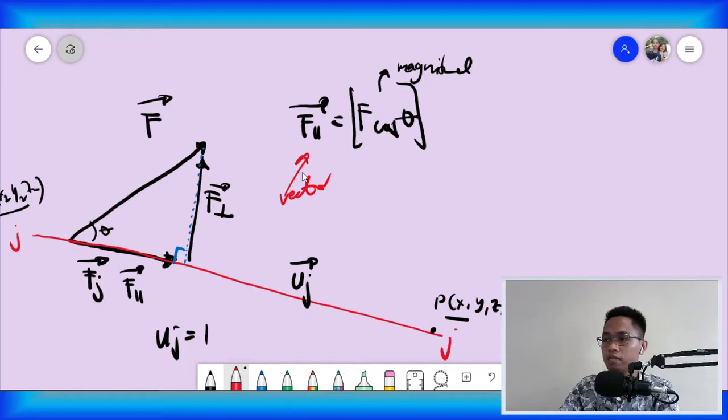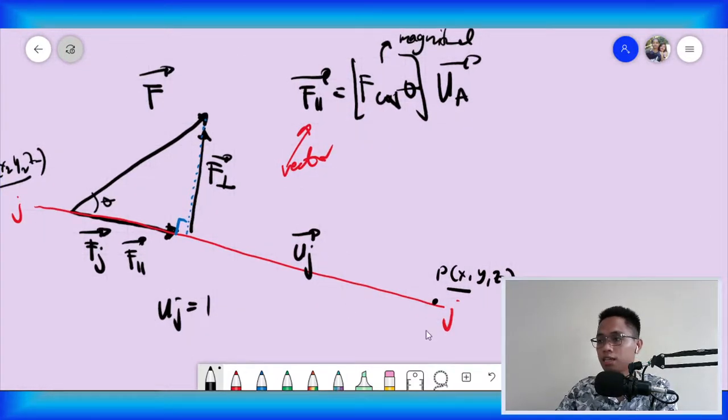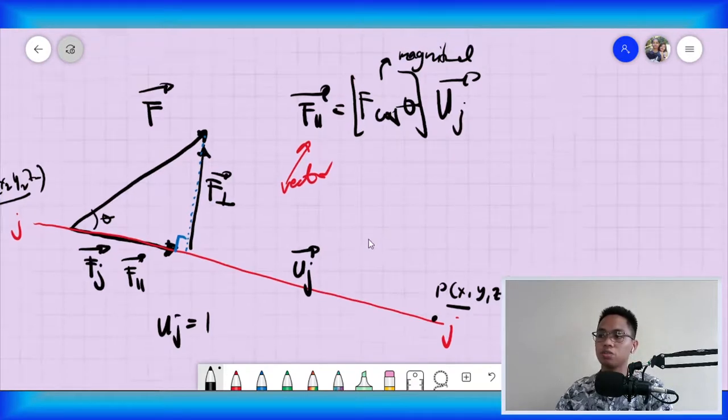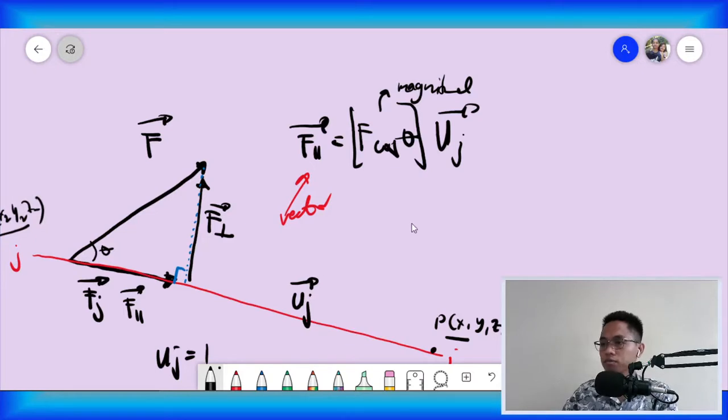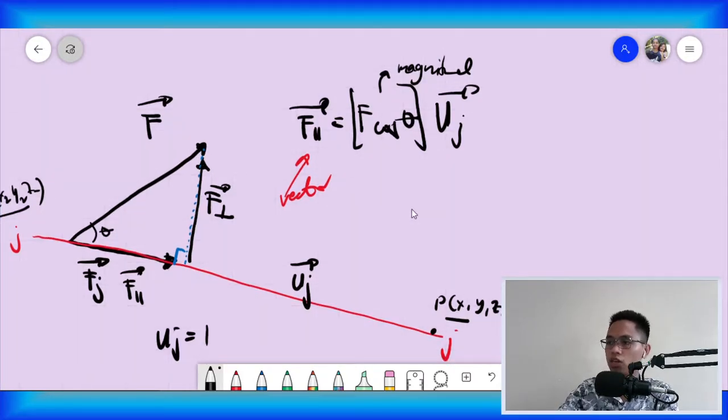But again, what we need here is a vector. The magnitude is only a scalar. So how will we convert a magnitude into a vector? For a force directed along a line, we need to multiply it by the unit vector of the line it passes through. Since it passes through line J, we need to multiply by the unit vector of line J. If we convert it to a vector, this is just equal to F parallel times the unit vector UJ.